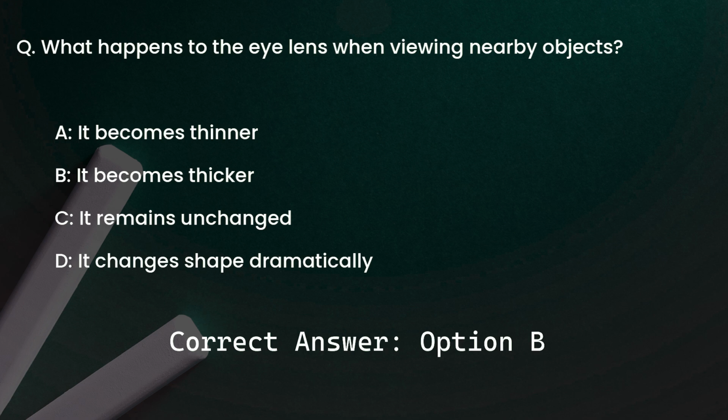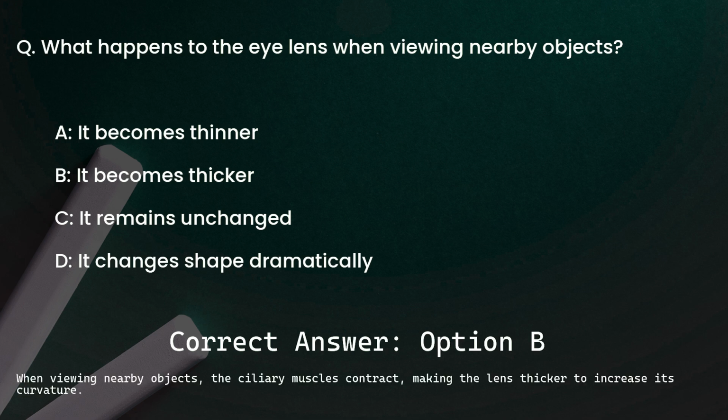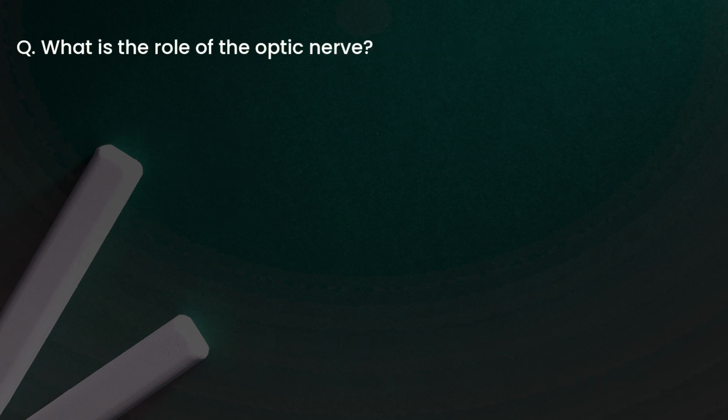The correct answer is option B, which is it becomes thicker. When viewing nearby objects, the ciliary muscles contract, making the lens thicker to increase its curvature. Question: what is the role of the optic nerve?